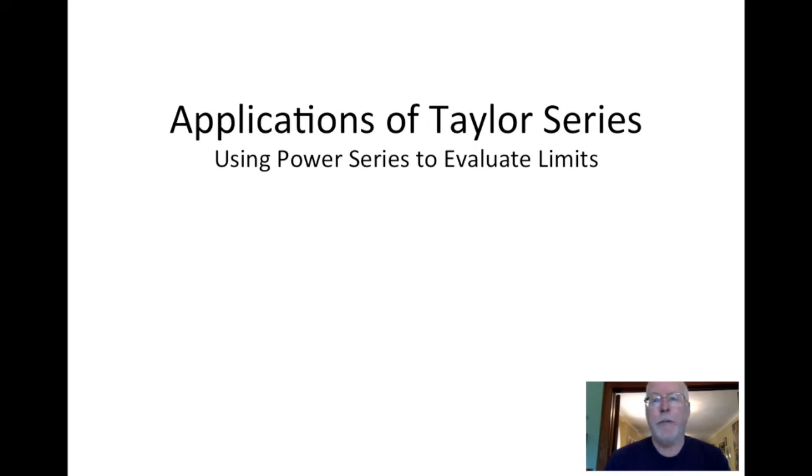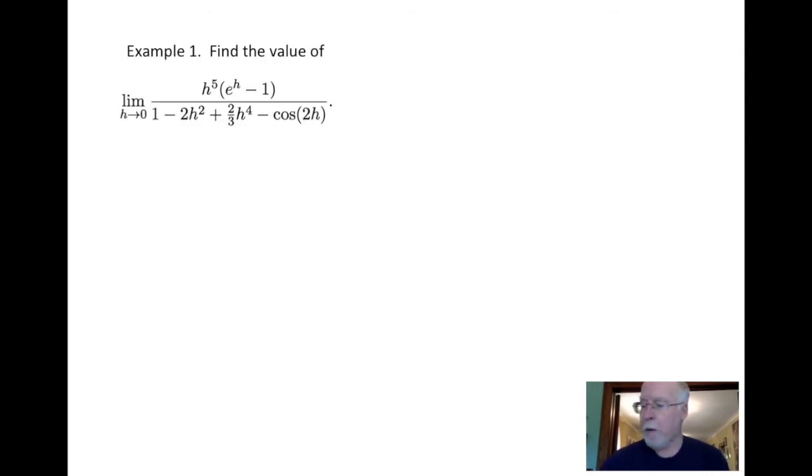Hello. In this video, we're going to take a look at ways of using Taylor series to help us evaluate limits. So we're going to take a look at one problem here, and that's this one. Let's find the value of the limit as h goes to 0 of h to the fifth times e to the h minus 1 over 1 minus 2h squared plus 2/3 h to the fourth minus cosine of 2h.